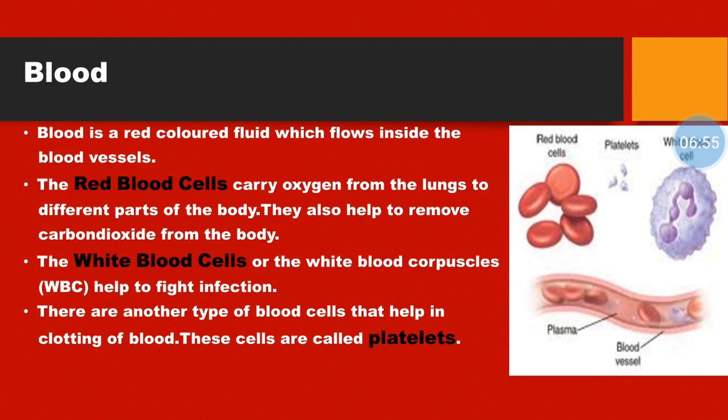So the last one we have got the platelets. Children, platelets are tiny oval shaped cells that help in the blood clotting process. Now what does blood clotting mean? See, when a blood vessel breaks, what happens is there is excessive flow of blood. So these platelets at that time gather in that area and help to seal off the leak.